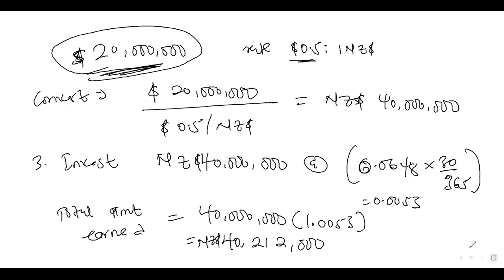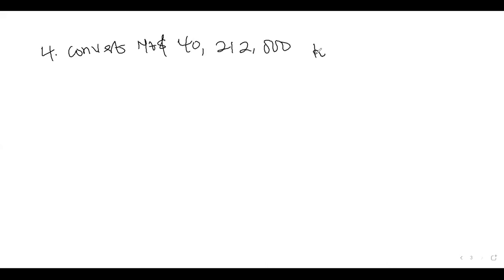We have to convert these New Zealand dollars to US dollars before we can repay our loan. So the fourth step is that we convert the 40,212,000 New Zealand dollars to US dollars to repay our loan.